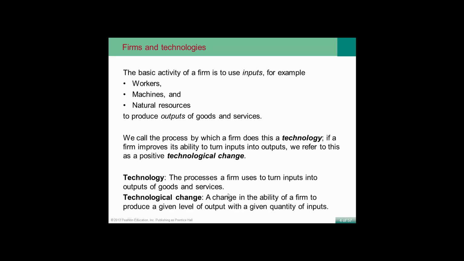A technology change is the ability of the firm to produce a given level of output with a given quantity of inputs. For example, if I could have produced 5 iPhones for one worker, and I have a technology change, we change maybe a process or something, and now each worker can produce 10, then we have a positive technology change.